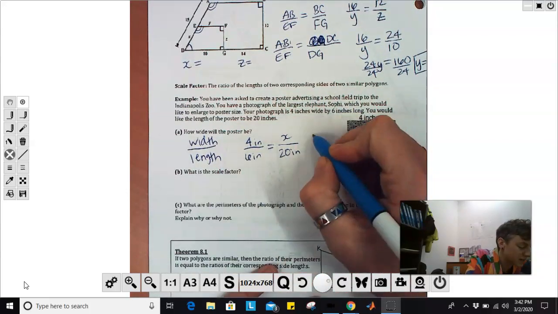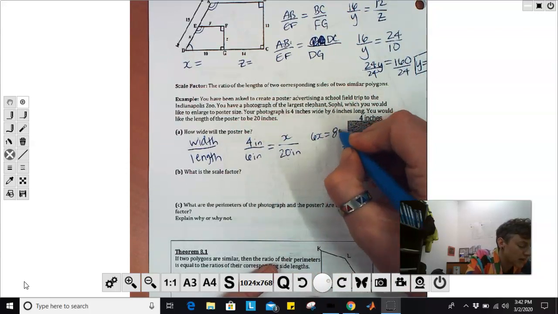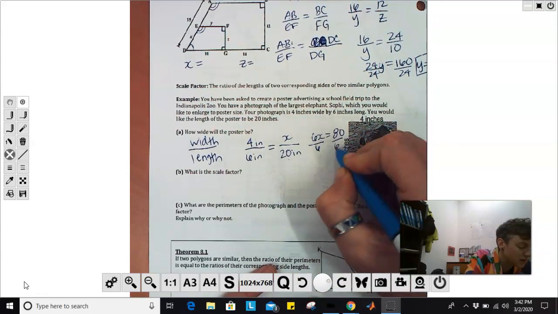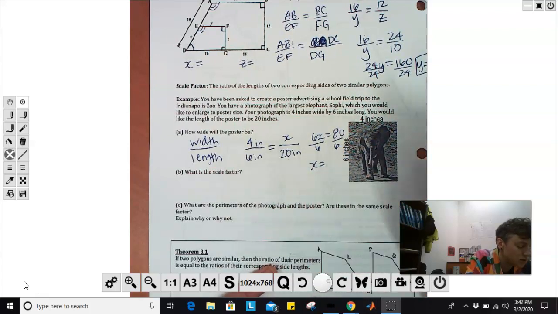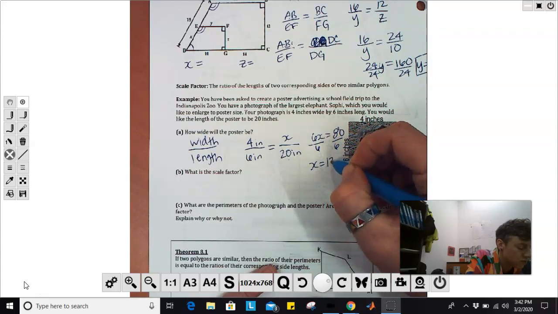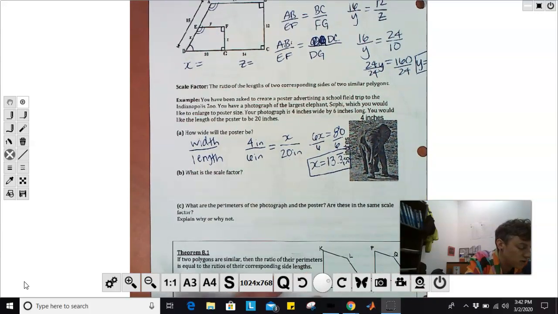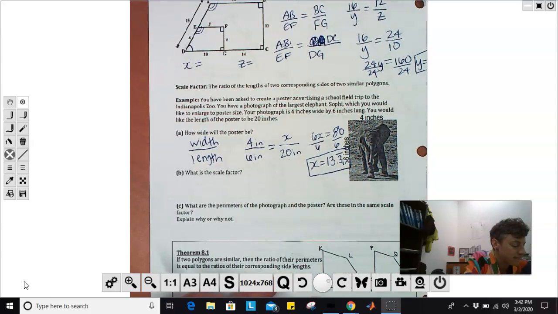6 times x, 6x. 4 times 20 is 80. Divide by 6, divide by 6. X equals, that goes in once, remainder 2. That goes in 3 times, remainder 2. Looks like 3 repeating inches. 13 1/3 inches. Yep, there you go. That's how long it's going to be. A little bit over a foot.